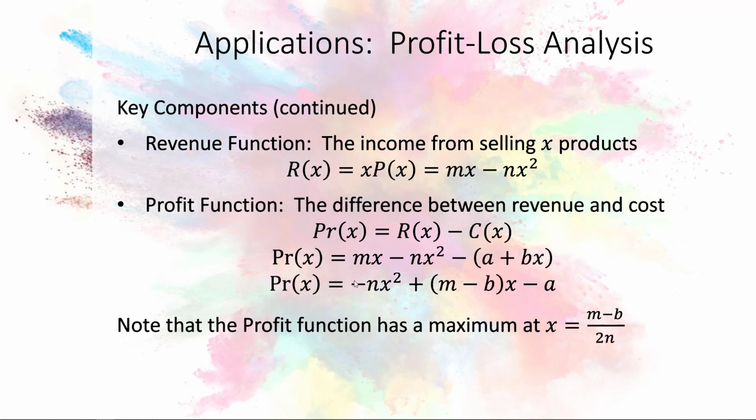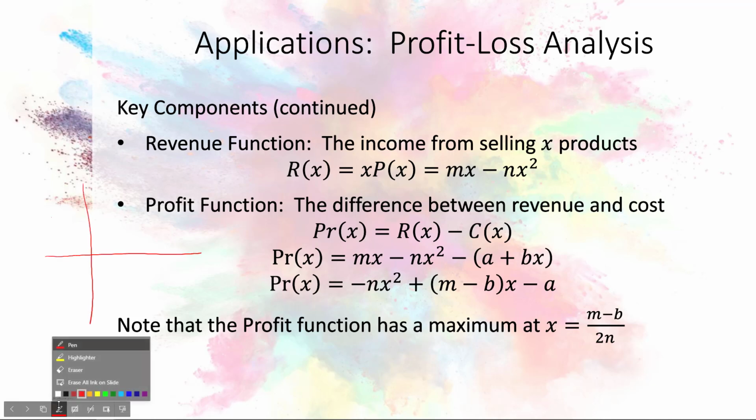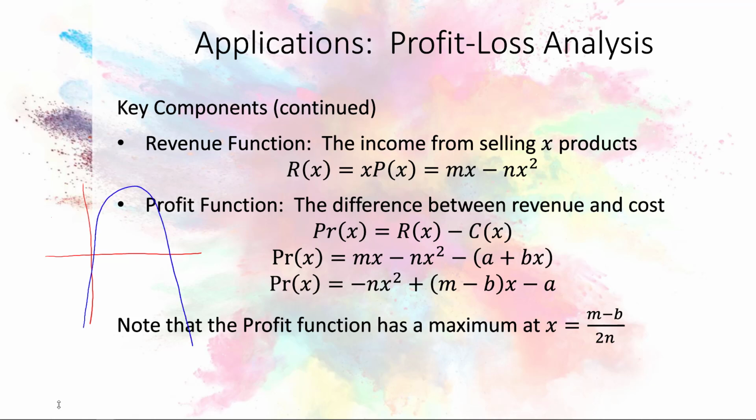As a consequence, if you were going to graph this function, it will look something like this. It would be a parabola facing down. So this right here is your profit, this right here is X, and it will have a vertex, which is right here. That vertex will occur when X is equal to negative B over 2 times A. We'll figure out where that comes from as we go through this particular chapter. But this is what it looks like.